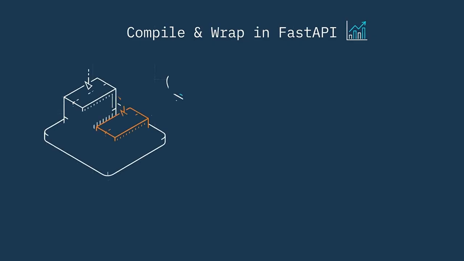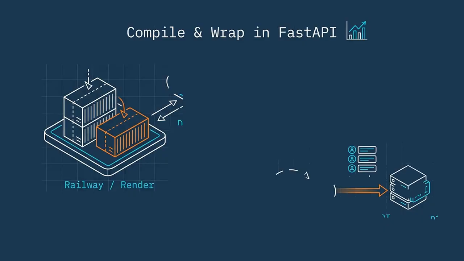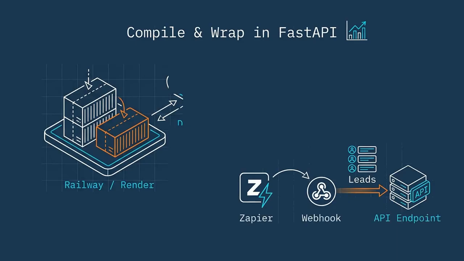Deploy the FastAPI app using a containerized setup on Railway or Render. Both support environment variable injection and persistent logging without complex DevOps overhead. Connect your upstream trigger, use a Zapier webhook or Make HTTP module to post incoming leads directly to your FastAPI endpoint the moment they enter your pipeline.